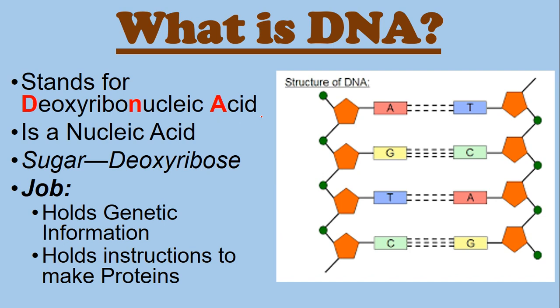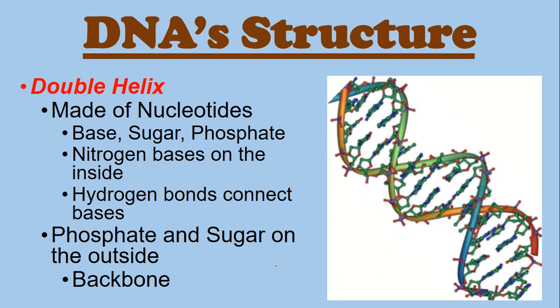As you can see in this picture, this is what the DNA would look like if we sketched it out. Let's talk a little bit more about the structure. The structure is called a double helix. It's like a ladder that you twist. You can see that in the picture on the side. It's made of nucleotides, like I mentioned. Each nucleotide has a base, sugar, and a phosphate. The bases are on the inside of the DNA strand, right here.